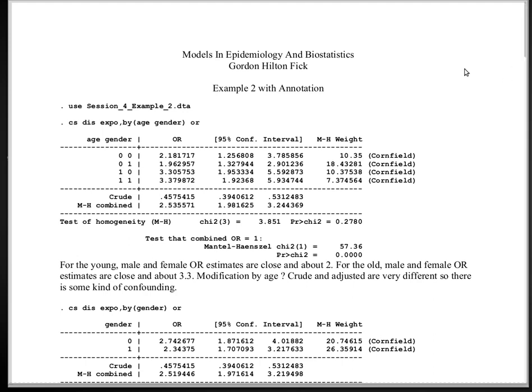Let me cut to the chase here. What have we got? The test of homogeneity is not significant. What's going on here? This is omnibus, based on 3 degrees of freedom. What can we see? If we key on the young, we get odds ratios of about 2. If we key on the old, we get odds ratios that are more, about more than 3.3. So we might ask, is there modification by age?